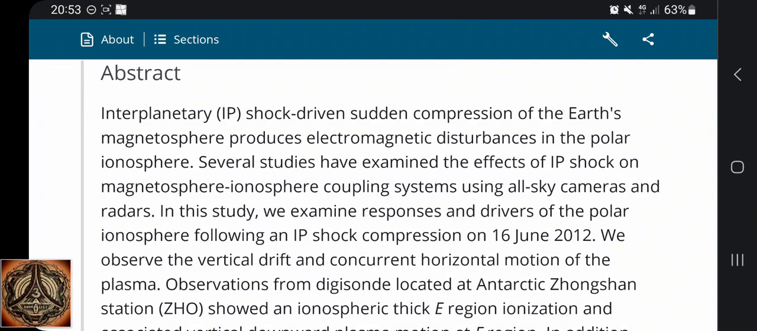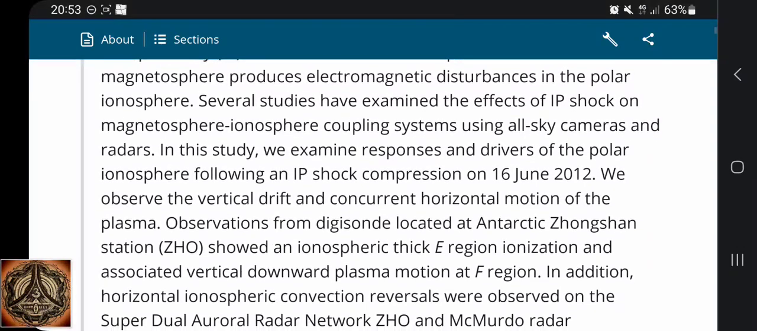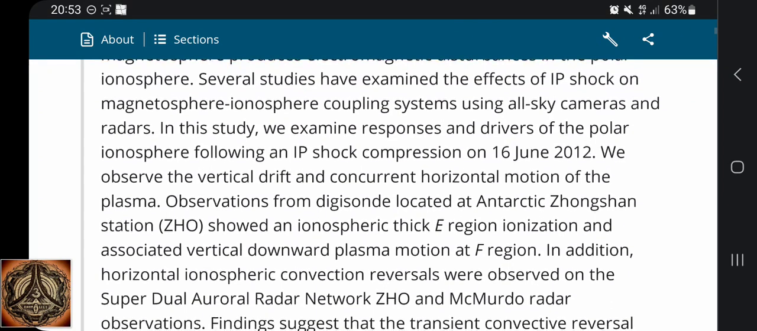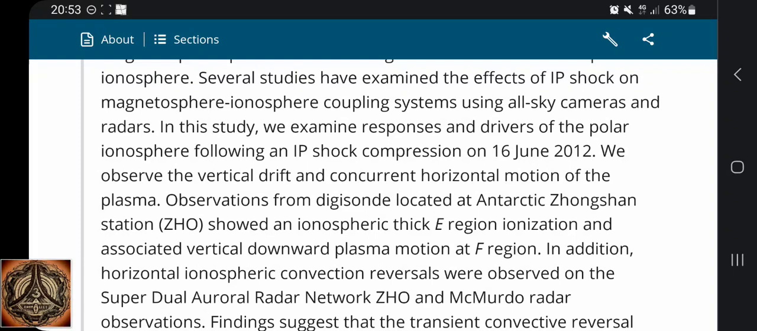Abstract: interplanetary (IP) shock-driven sudden compression of the Earth's magnetosphere produces electromagnetic disturbances in the polar ionosphere. Several studies have examined the effects of interplanetary shock on magnetosphere-ionosphere coupling systems using all-sky cameras and radars. In this study, we examine the responses and drivers of the polar ionosphere following an IP shock compression on June 16, 2012. We observe the vertical drift and concurrent horizontal motion of the plasma.